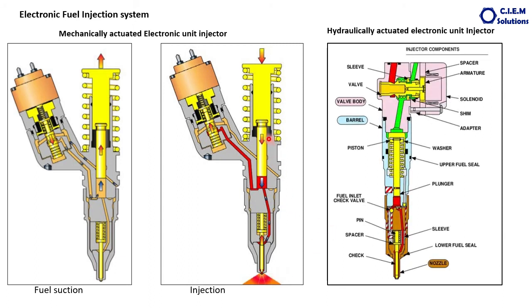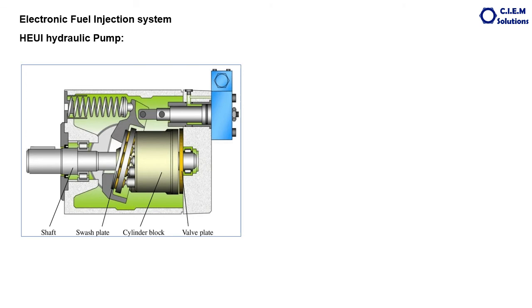This is a mechanically actuated injector. This is a hydraulically actuated unit injector. You can see almost all components are the same except this green line. Instead of mechanical actuation, this is hydraulic actuation. The green line indicates the pressurized high pressure hydraulic oil. This is the plunger. And how does this hydraulic pump look?